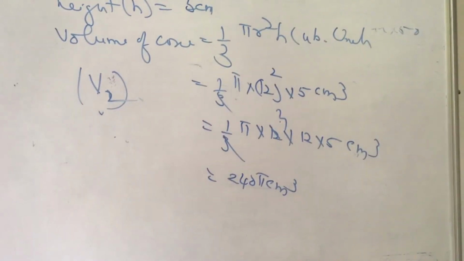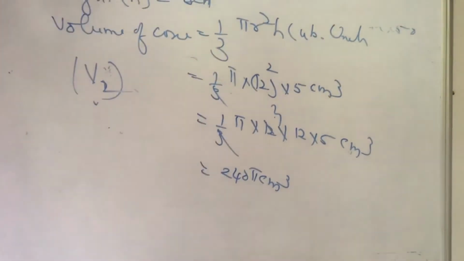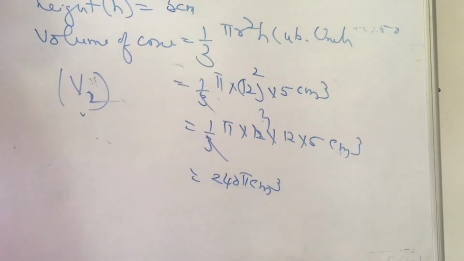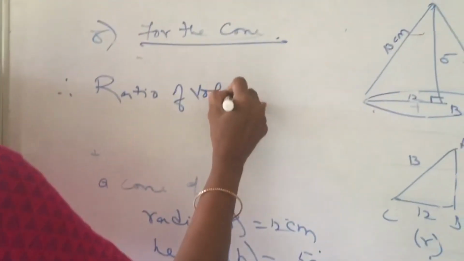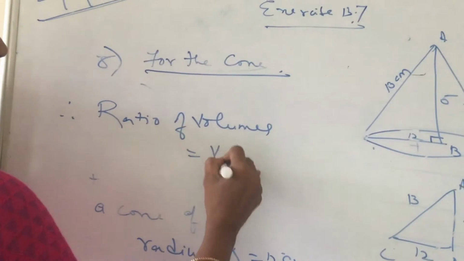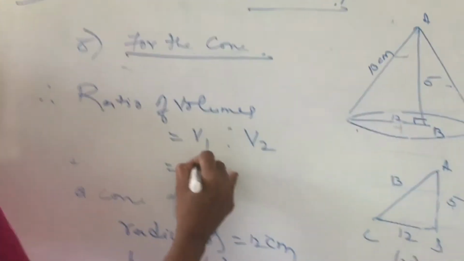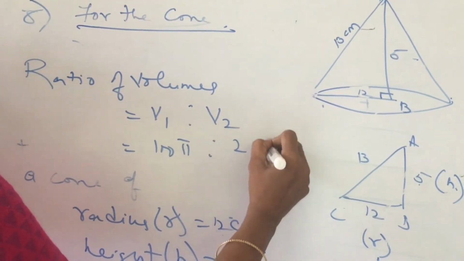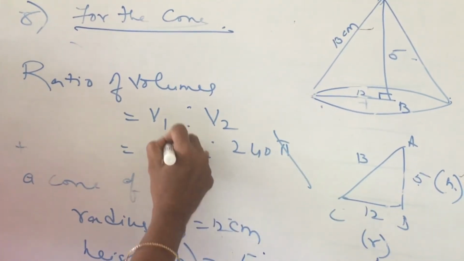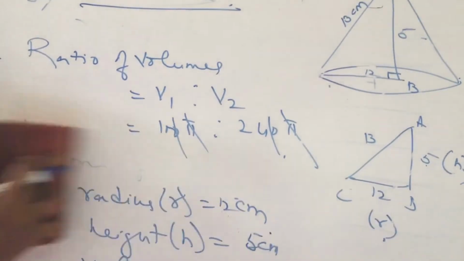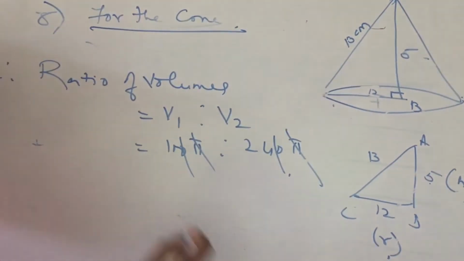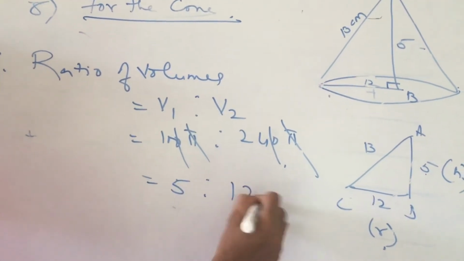The question here is to find the ratio of the volumes in question 1 and in question 7 and 8. Therefore, ratio of volumes is equal to V1 is to V2. V1 is 100 pi, children. V2 is 240 pi. Pi and pi will get cancelled. 0 and 0 will get cancelled. So your ratio is 5:12.